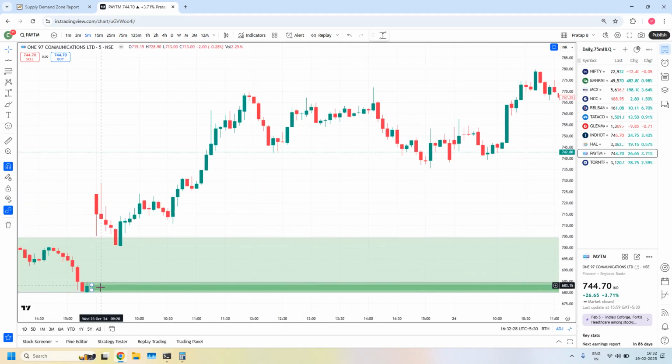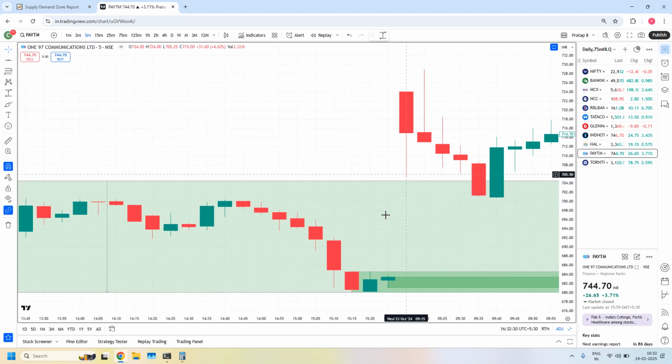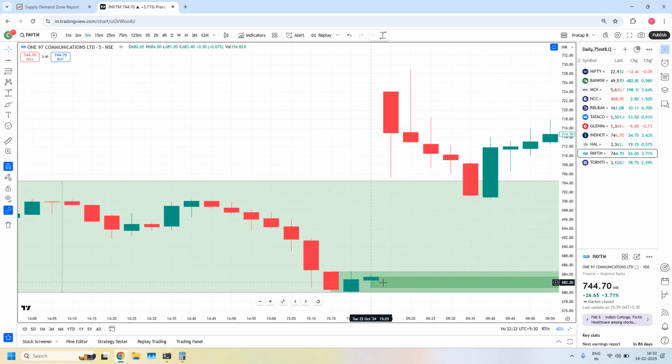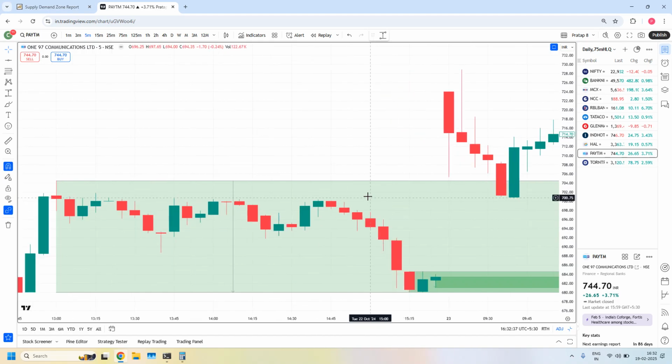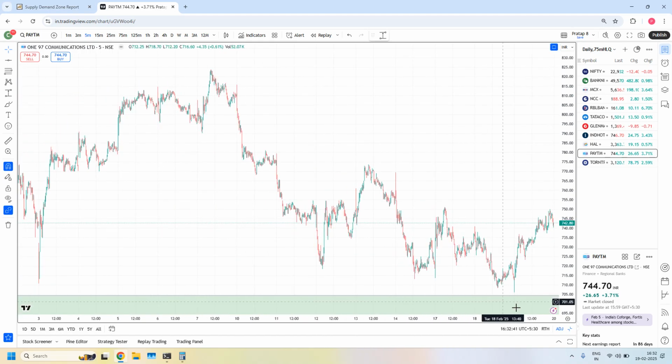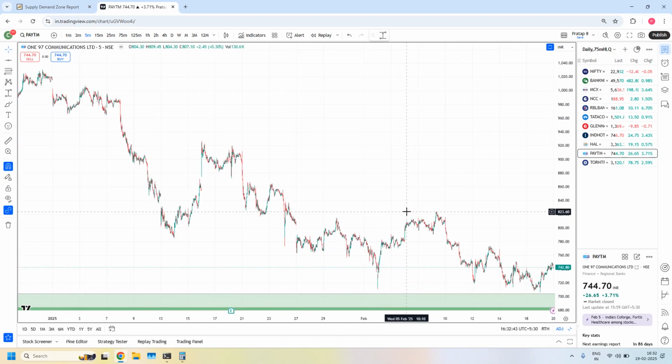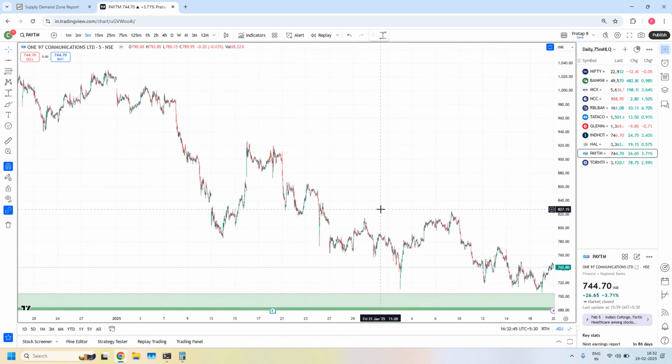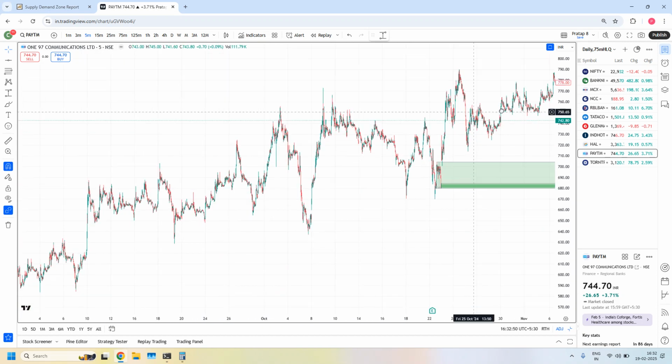See here: rally, base, rally with hidden body. We have a rally candle, a base candle with hidden body, and a rally candle. But today prices reached here? No, they didn't reach. Do you remember you learned a concept called entry buffer? Actually, this zone is having an entry buffer.